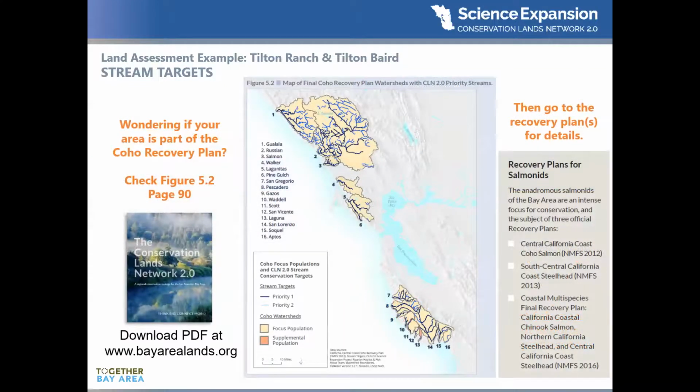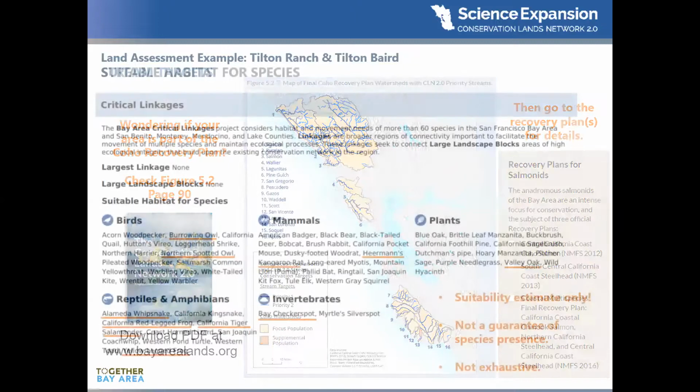If you're wondering, as many folks do when looking at a lot of these coastal watersheds, whether your area of interest is part of a coho recovery plan, here's a nice reference map for you. The idea here is that you go to the PDF and take a look and see if you're in the watershed. We're not going to redo the implications of being in a coho watershed. We're really going to point you to the recovery plans for the details. There's no need to rehash those.